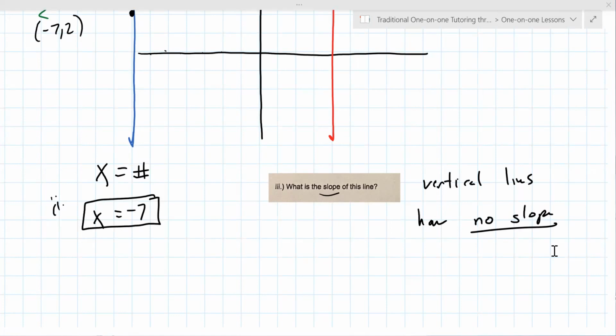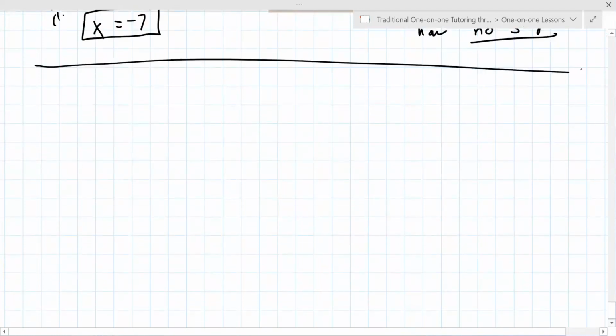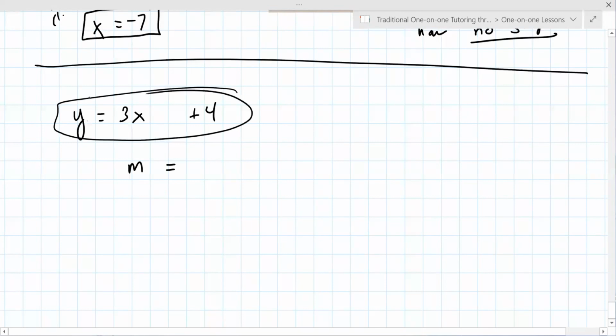For B, write the equation of the line in point slope form. All right, so let's look at some equations here. Let's say y equals 3x plus 4. What is the slope of this equation? Slope is the number in front of x. I just want you to tell me verbally.